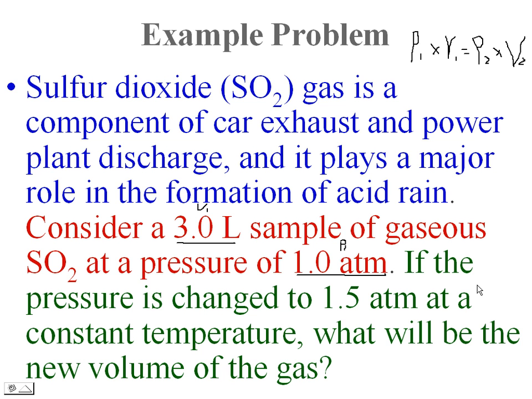If the pressure is changed to 1.5 atmospheres, so this is a pressure, so this would be P2, at a constant temperature, what will be the new volume? So we're going to be looking for V2. Next slide, we will show you how to set it up.